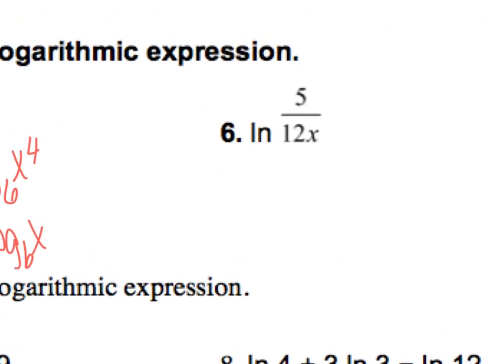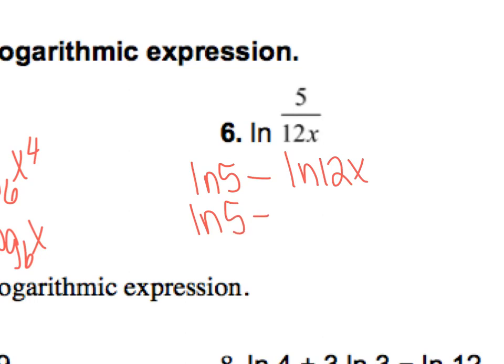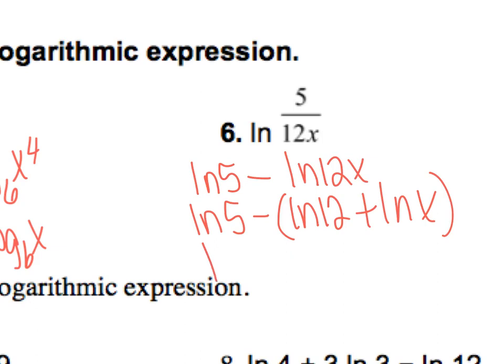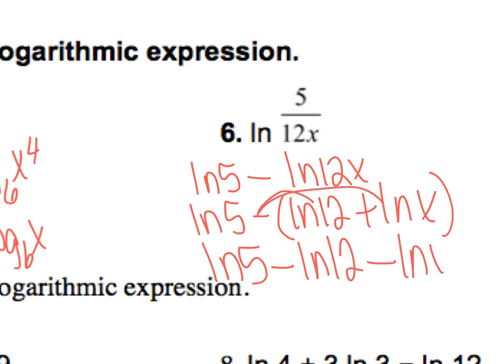On the second one, we have the natural log of 5 divided by 12x, which means if it's division, we're going to take the natural log of 5 minus the natural log of 12x. That 12 and the x are being multiplied together, so we're going to have the natural log of 5 minus the natural log of 12 plus the natural log of x. And since we are subtracting all of the natural log of 12 and the natural log of x, we should put those in parentheses. Or we could distribute the negative and say the natural log of 5 minus the natural log of 12. If we distribute that negative to both parts, it'd be minus the natural log of x.